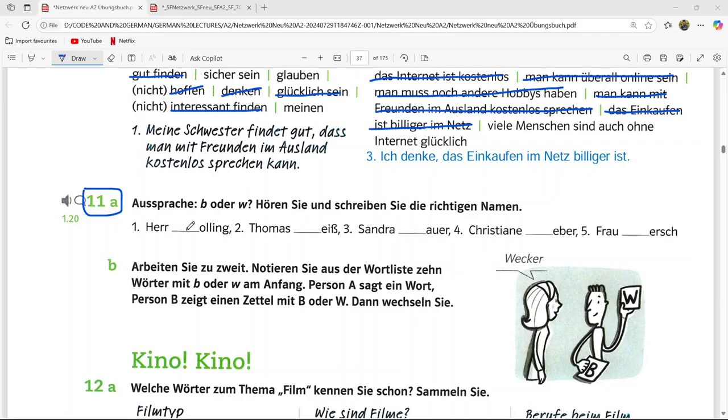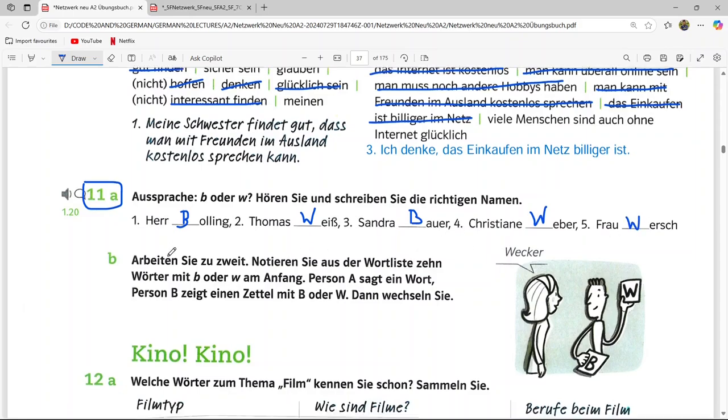1. Herr Bolling, 2. Thomas Weiß, 3. Sandra Bauer, 4. Christiane Weber, 5. Frau Wersch.